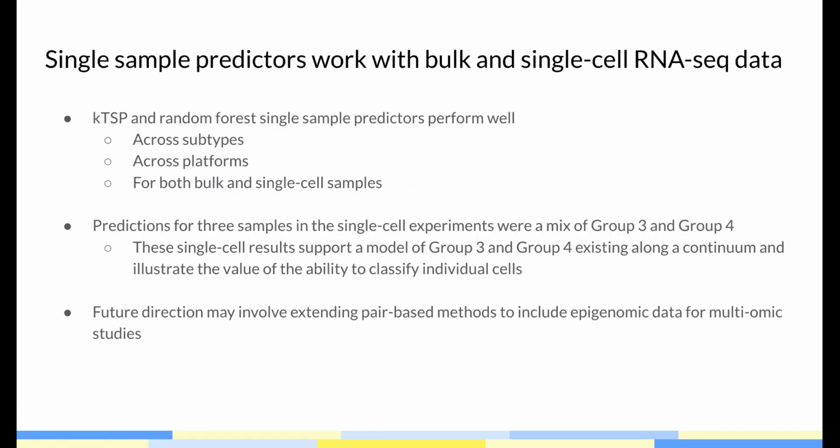So overall, we've determined that single sample predictors do work with bulk and single-cell RNA-seq data. Notably, KTSP and random forest perform well across subtypes, across platforms, and for bulk and single-cell samples. The predictions for those 3 samples in the single-cell experiments that were a mix of Group 3 and Group 4 do support a model of Group 3 and Group 4 existing along a continuum, and also illustrate the value of the ability to classify individual cells. And a future direction for us may involve extending these pair-based methods to include epigenomic data for multi-omic studies.